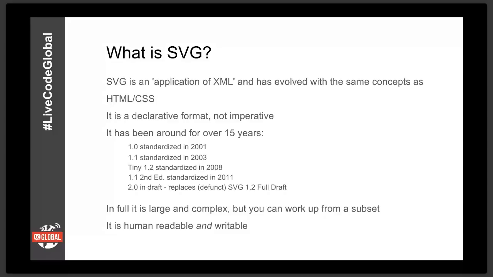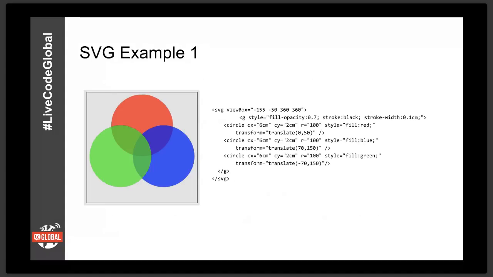Okay, so let's have a look at a few SVG examples. This is a really simple one. It's like three RGB circles overlapping. You can see in the text on the right, that's the actual SVG that does that.